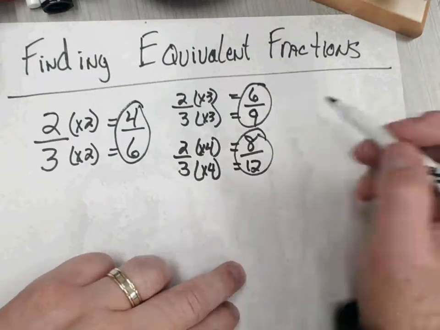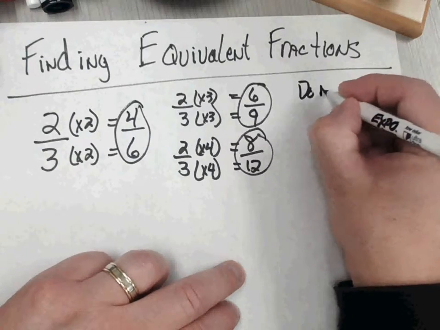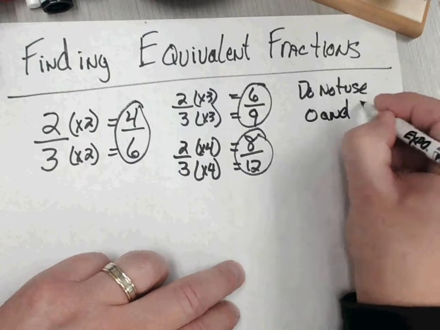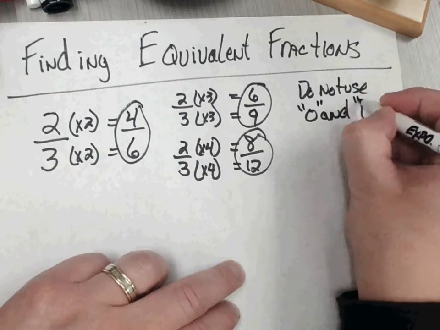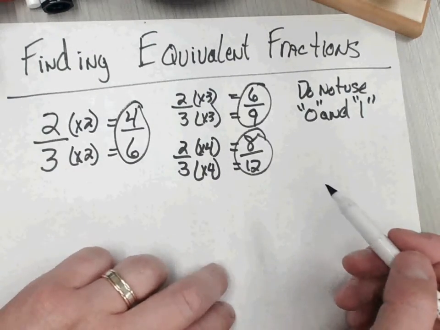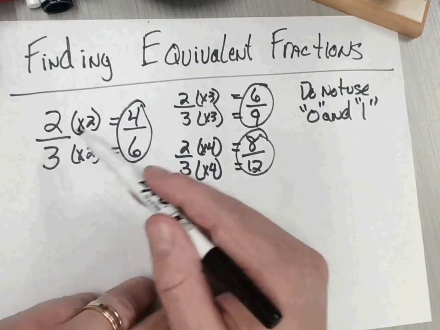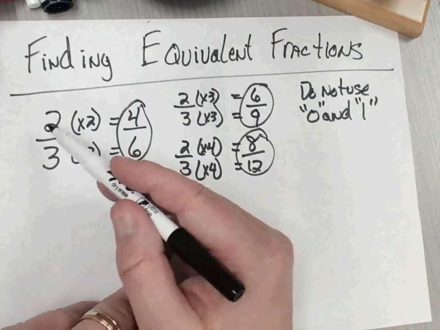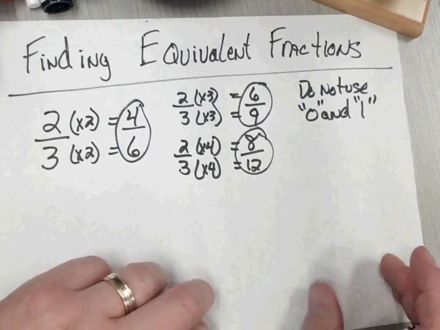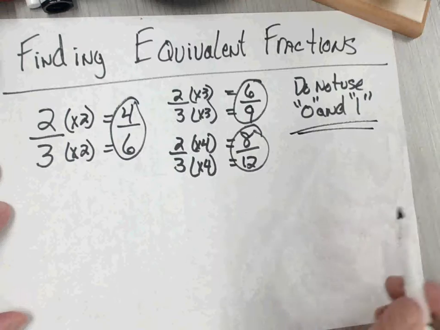The only numbers you cannot use are 0 and 1. So do not use 0 and 1. Why not use 0 and 1? 0 will get you 0 as a fraction, so it totally eliminates your fraction. 1 will get you the same fraction. So if you do 1 times 2 and 1 times 3, you get 2/3 again. So you get the same fraction, so it doesn't give you an equivalent fraction. So the only thing you have to remember, don't use 0 and 1.